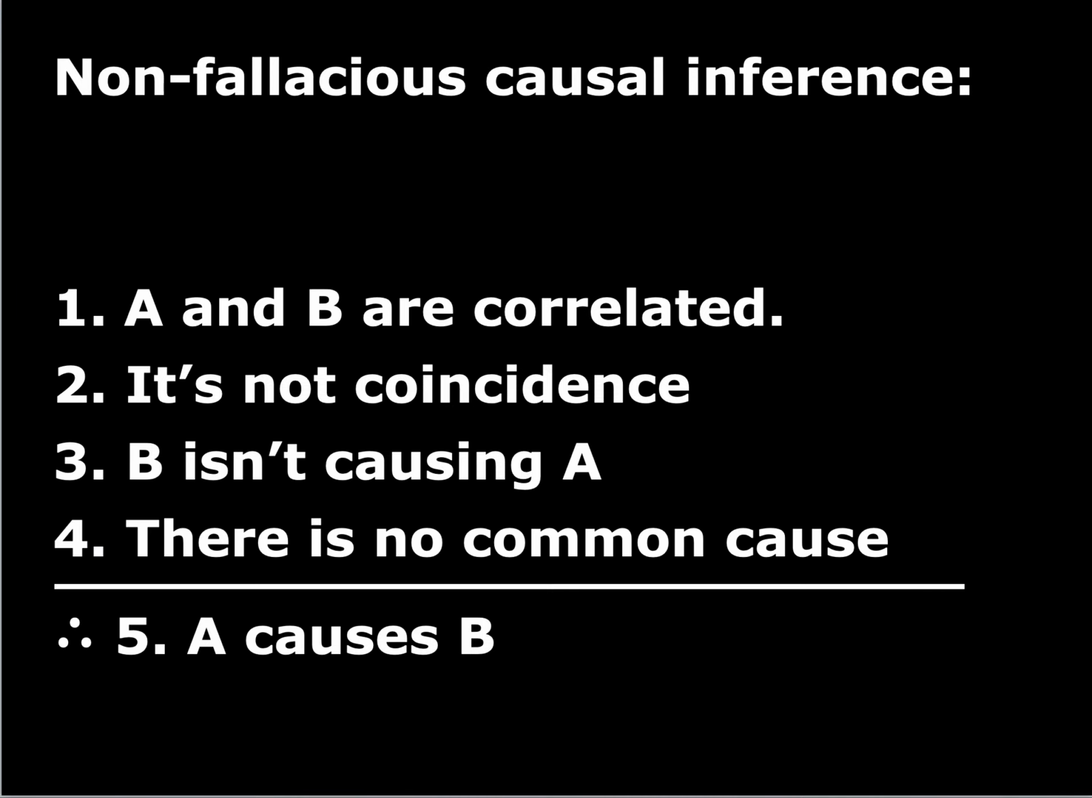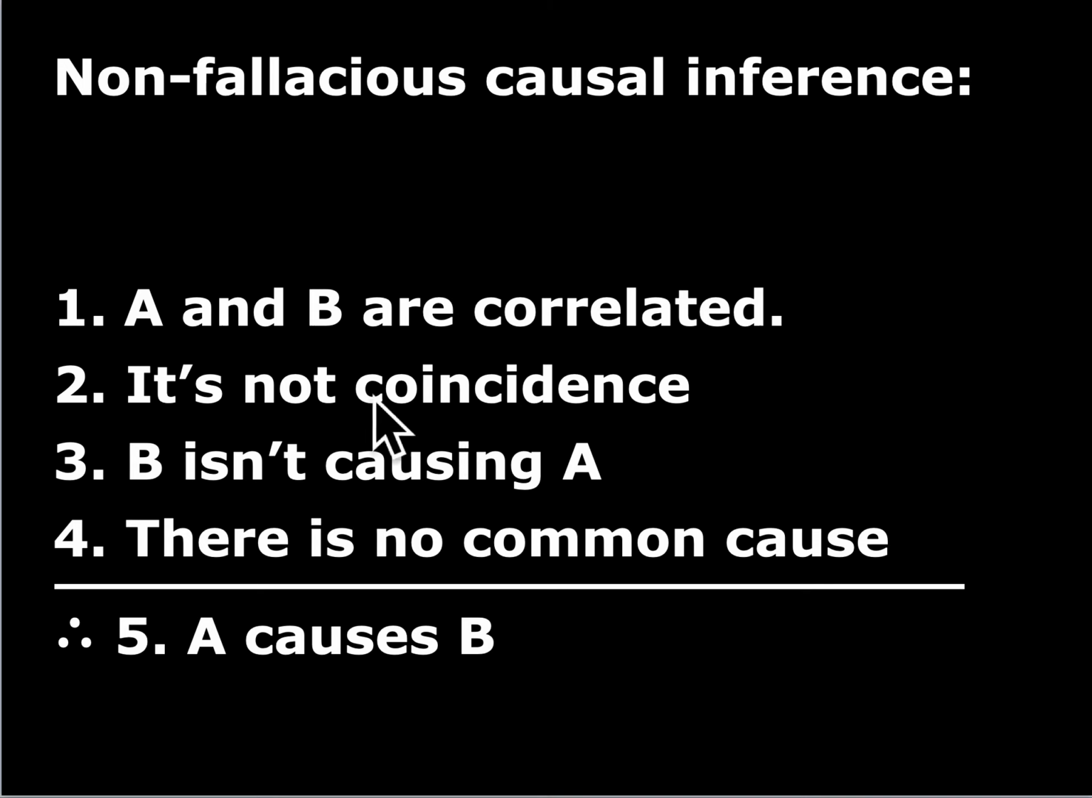Non-fallacious causal inference would be this. A and B are correlated. So you've got the same premise as before, but you do 3 more things. You give some reason to think that the other 3 explanations are unlikely. It's not coincidence, or probably not coincidence, probably isn't B causing A, and probably no common cause.